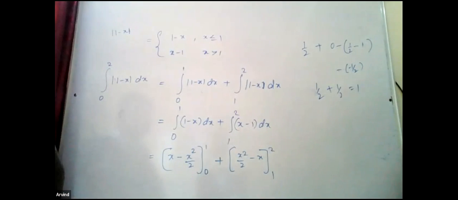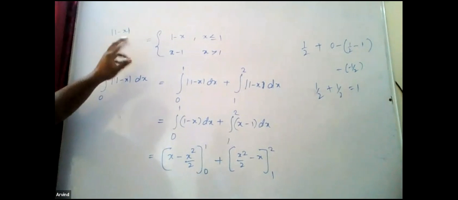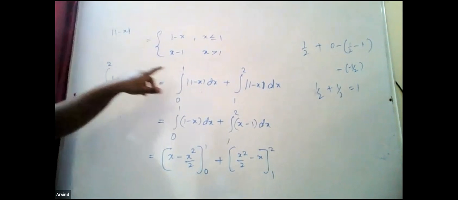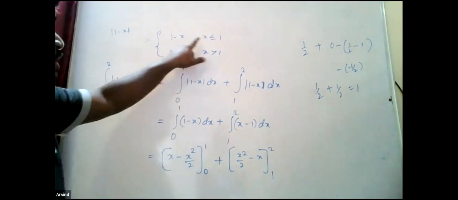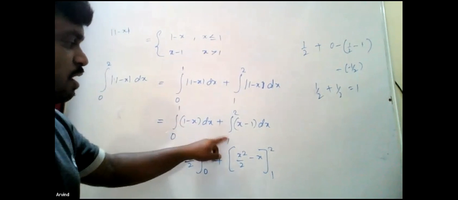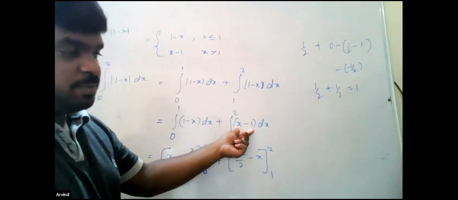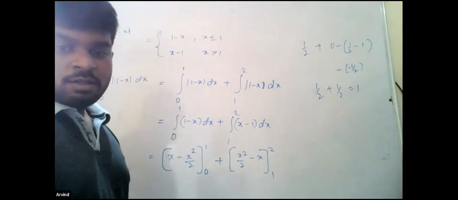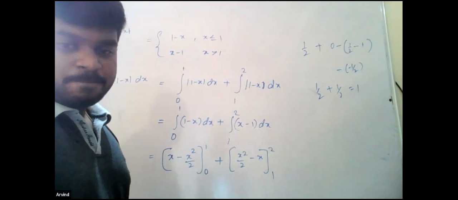So I repeat it. First you have to define the modulus. Okay, you have to change it. That is, it will become 1 minus x in this range, x less than or equal to 1. So 0 to 1, it will become 1 minus x. 1 to 2, it will become the negative, so x minus 1. Integrate and put the upper limits and lower limits. That's the answer. Okay, let's go to the next one then.